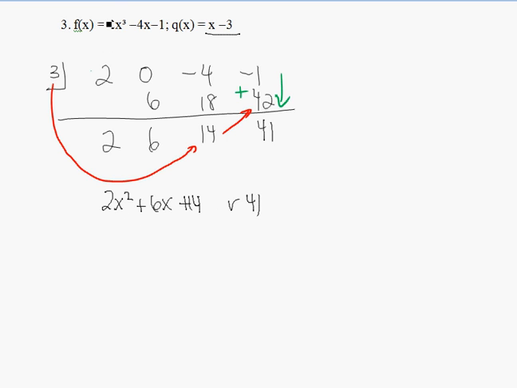So my quotient, when x minus 3 is divided into my dividend of 2x cubed minus 4x minus 1, is this quadratic here with a remainder of 41. Obviously, x minus 3 is not a factor of this term right here. And we could have verified that by just taking 3, evaluating it at this function, and we would get 41.